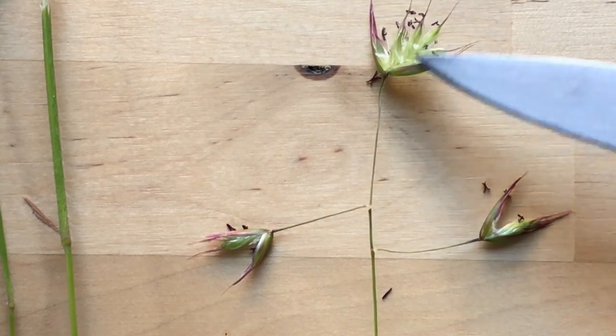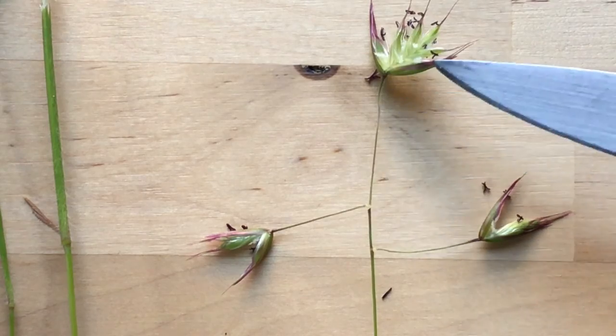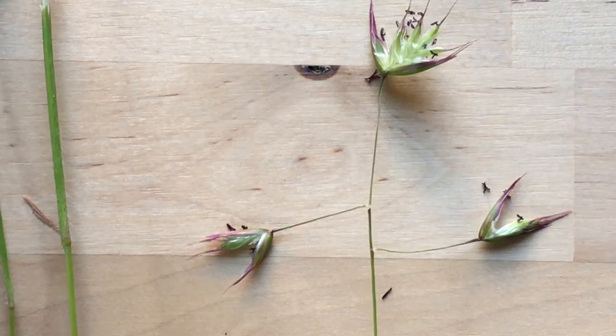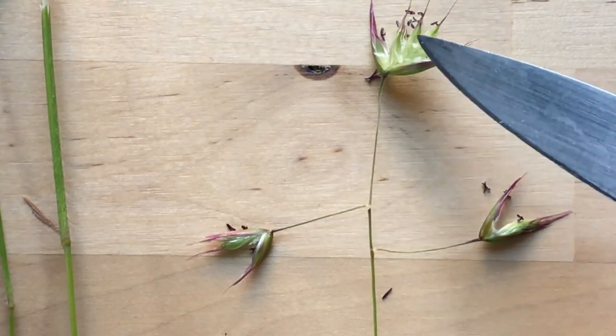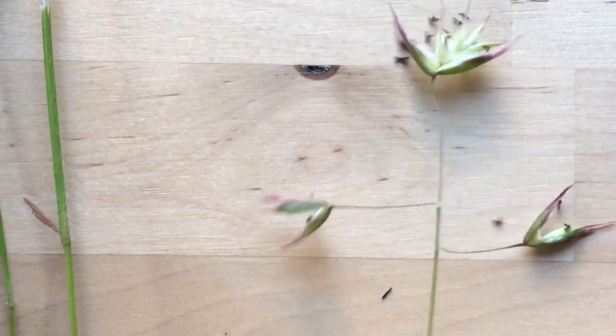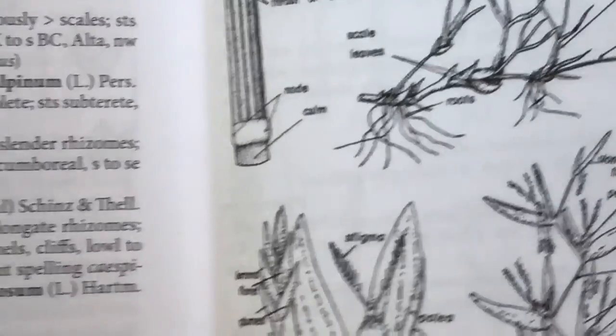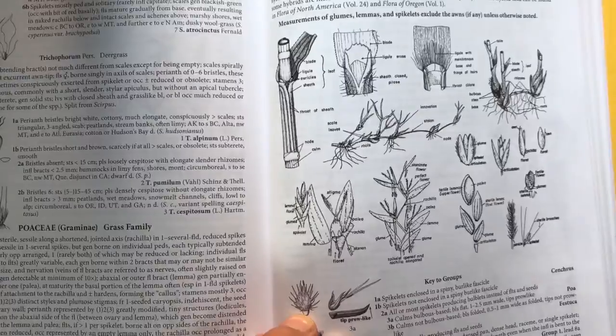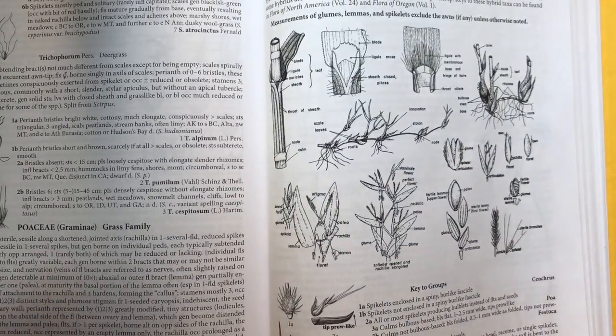You can see our individual florets coming off there and the 2 glumes. And of course, those florets have a lemma, and then enclosed inside each floret is a palea. Take a minute to look at that in just a second. Let's start our key.